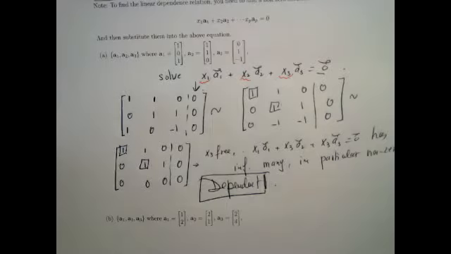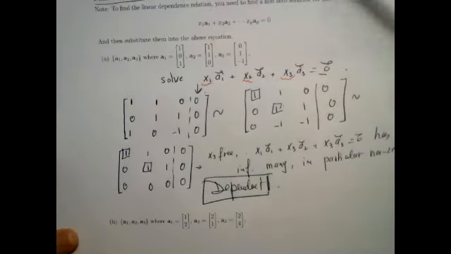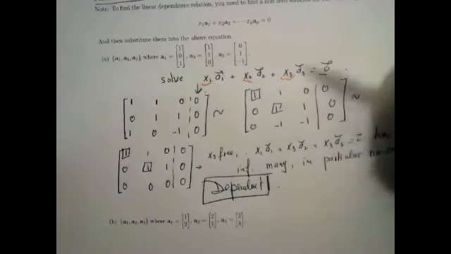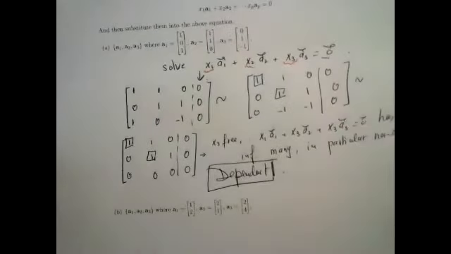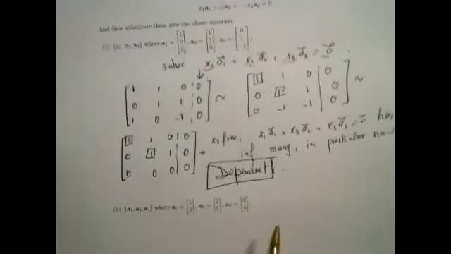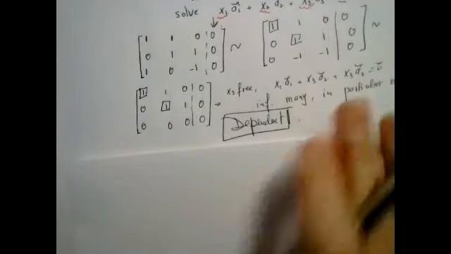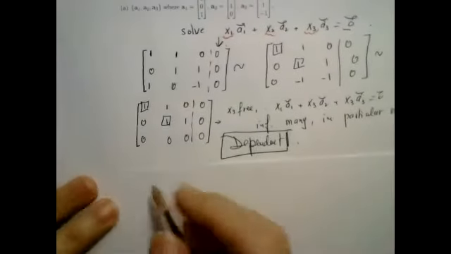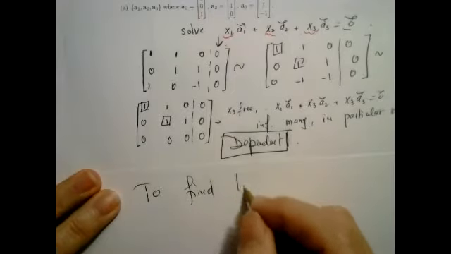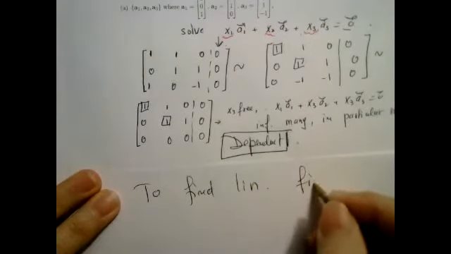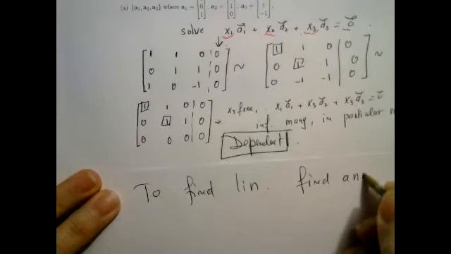But question number 2 is, in case they are dependent, I want you to find a linear relation among the vectors. To do that, what we should do is the following. To find the linear relation, I need to find a non-zero solution. So to find the linear dependence, we need to find a non-zero solution, and I plug it back into the equation.